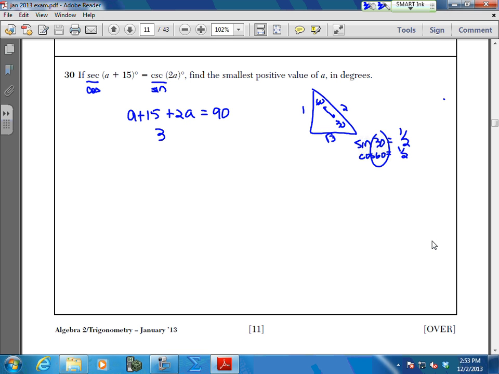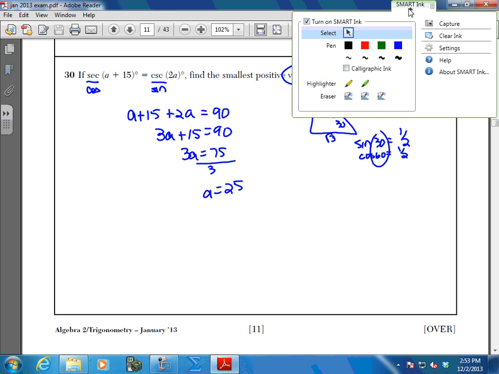So combine your like terms, and then work it out from there. And a is 25. Go back and look. They just wanted your value of a. That's all they want. So you can give them your value of a. And you don't need to put a degree sign there because they put it outside of it. And they already said in degrees. If you prefer, you can.